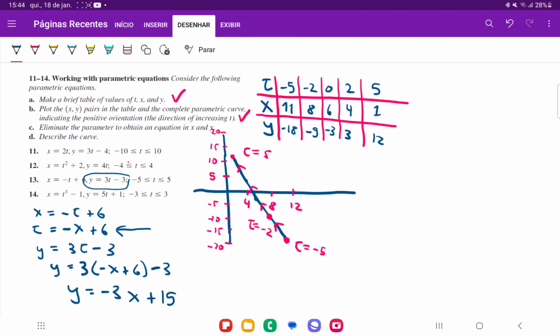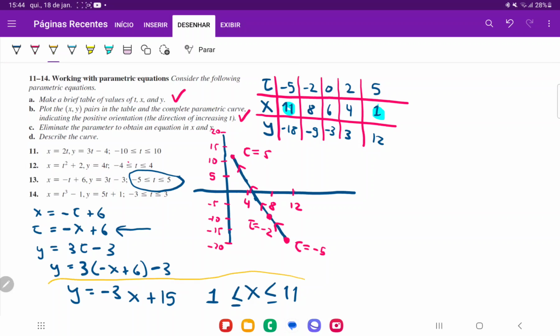However, we're not done, because the parameter does have an interval. If we didn't put an interval, it would mean that this curve goes on infinitely, which is not the case. Since we're treating x as an input here in our curve, we're going to have to limit x. We can see in the table that x goes from 11 to 1. So we're going to say that x is less than or equal to 11 and greater than or equal to 1. And so this over here is the equation, the parametric equation, but in terms of x and y. So we can put a check mark here.